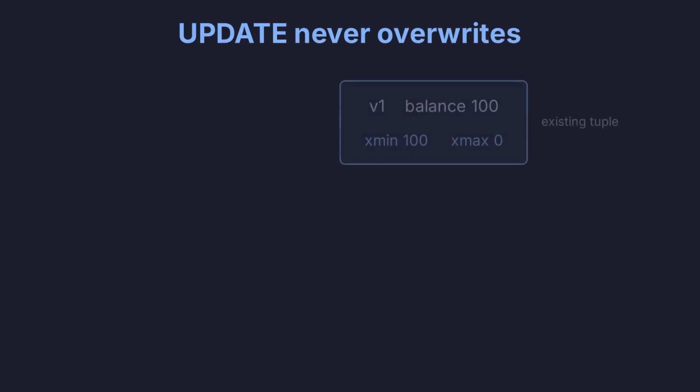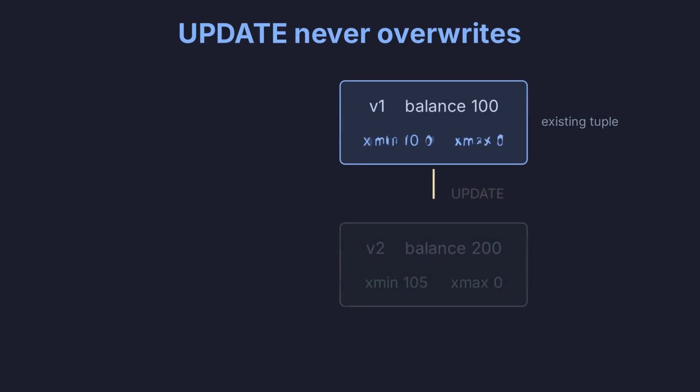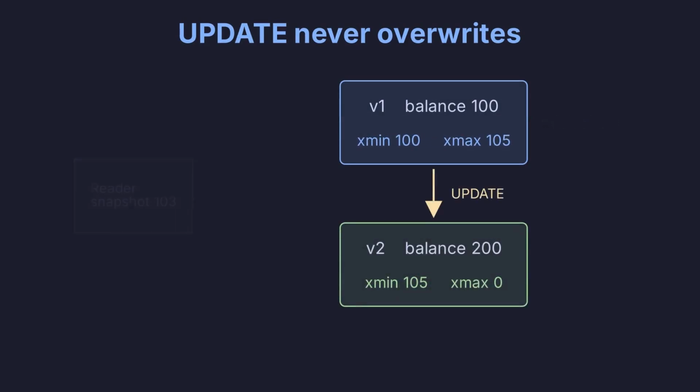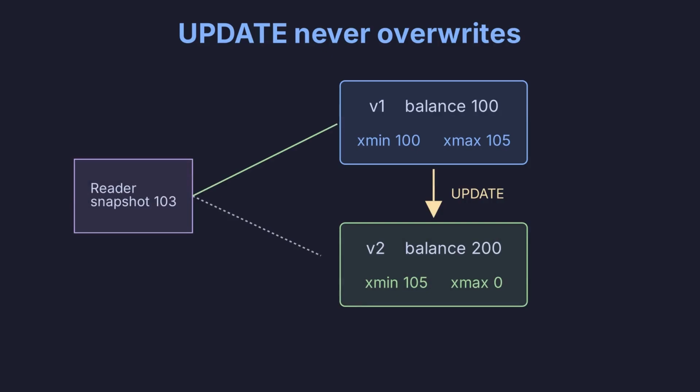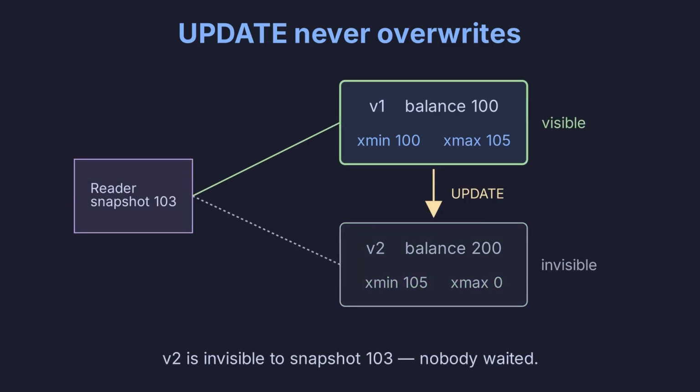When you update a row, Postgres does not modify the existing tuple. It inserts a brand new version with a fresh xmin. The old version stays right where it is, with its xmax set to the updating transaction's ID. A reader running at transaction ID 103 will see the snapshot defined by all committed transactions at that instant. Since version 2 was created by transaction 105, it's invisible to 103, so the reader happily sees version 1. The writer never waited, and the reader never waited.